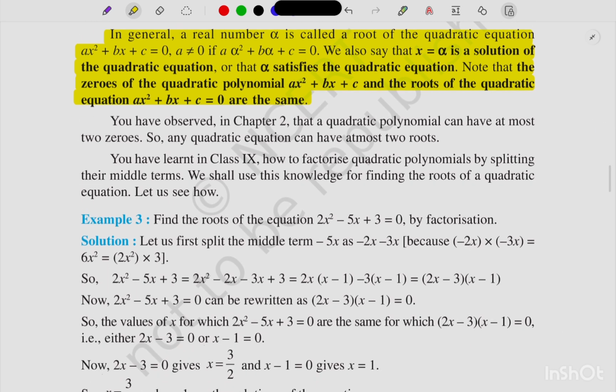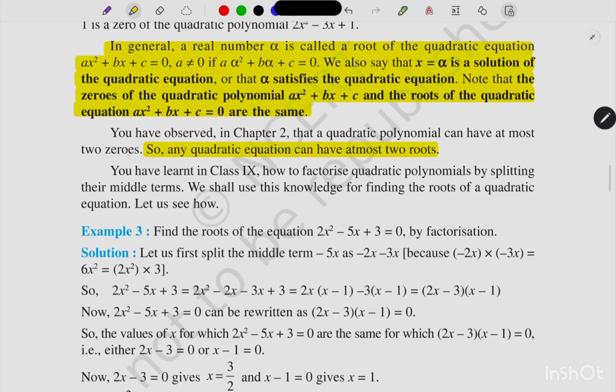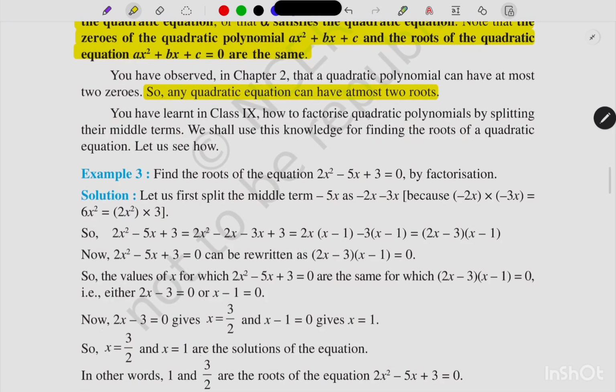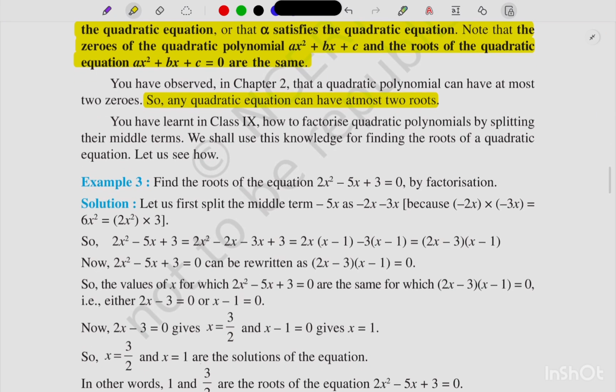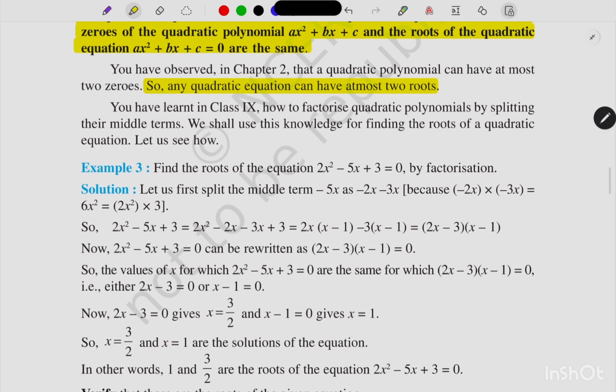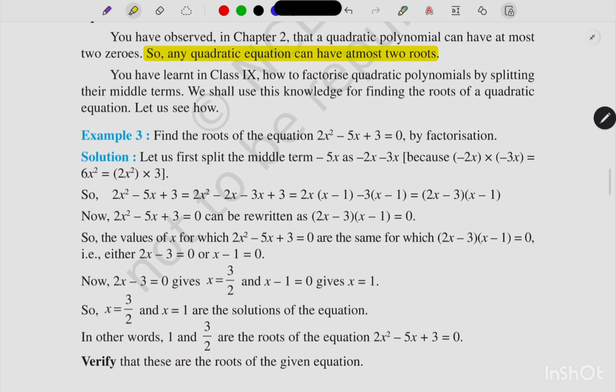Now you have observed in chapter 2 that a quadratic polynomial can have at most 2 zeros. So any quadratic equation can have at most 2 roots. What is a root? Root is the value for x so that the LHS and RHS are equal. Now you have learned in class 9th how to factorize a quadratic polynomial by splitting their middle terms. We shall use this knowledge for finding the roots of a quadratic equation.